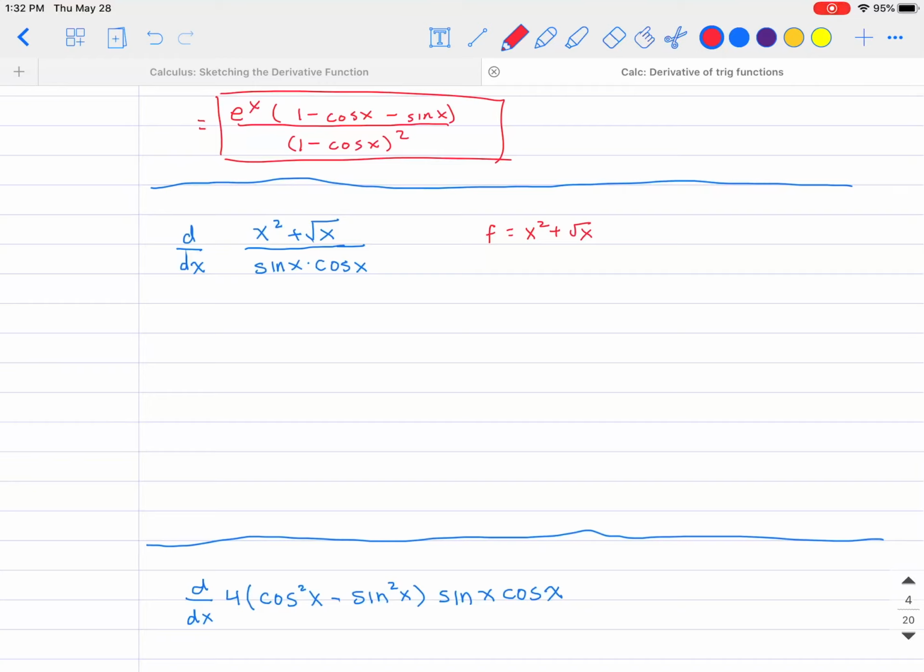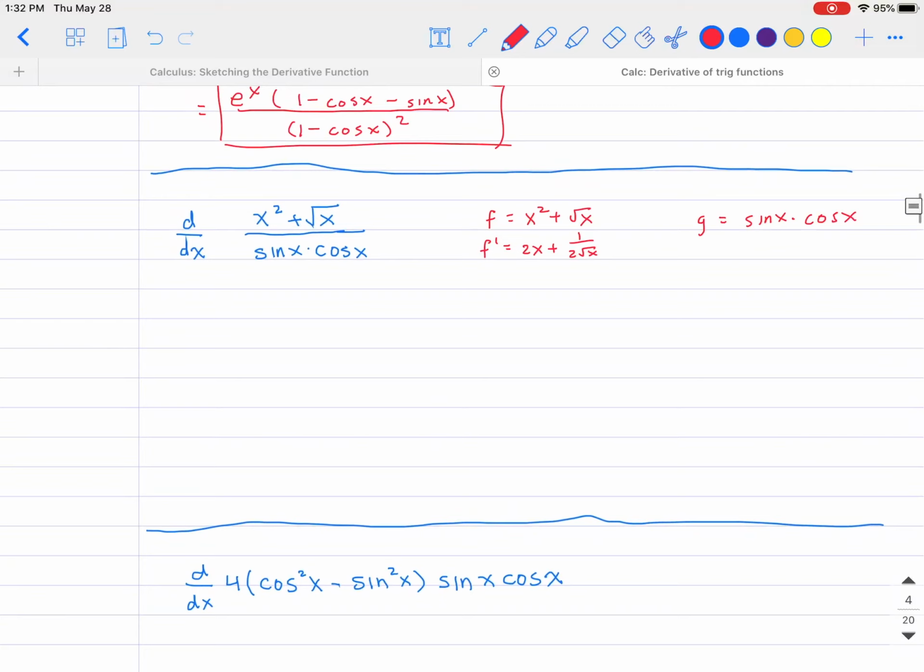f is equal to x squared plus the square root of x. And then we have g, which is going to be equal to the sine of x multiplied by the cosine of x. Okay, so f prime, its derivative, is going to be equal to 2x plus 1 over 2 root x using the power rule. And for g, I'm going to have to take the derivative of that one using the product rule with inside. So this is where we were saying earlier that you have to use the quotient rule as the outer function, and then we have to use the product rule for the inner function. So g prime, okay, here we go.